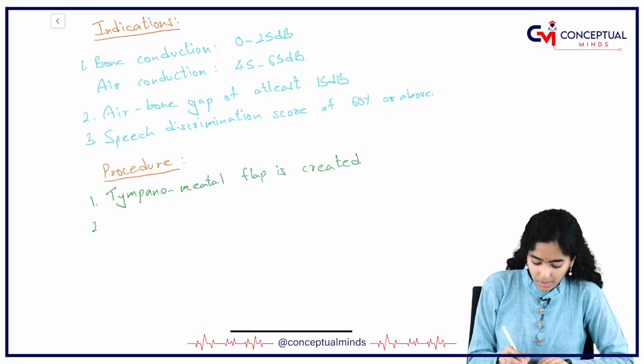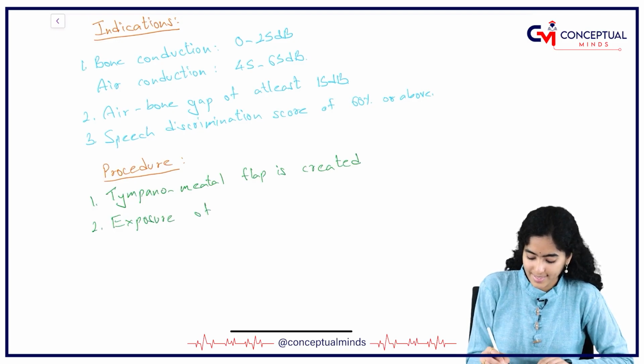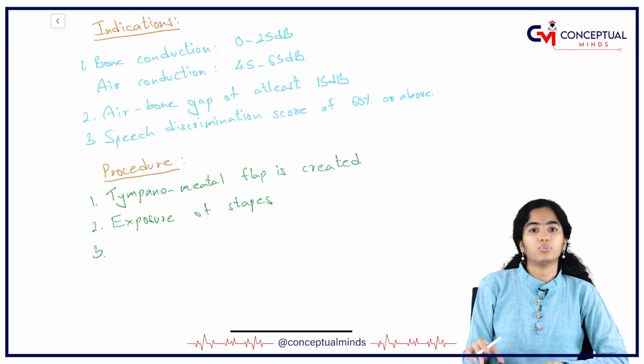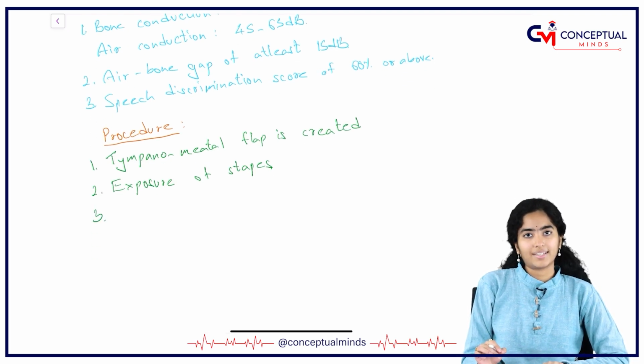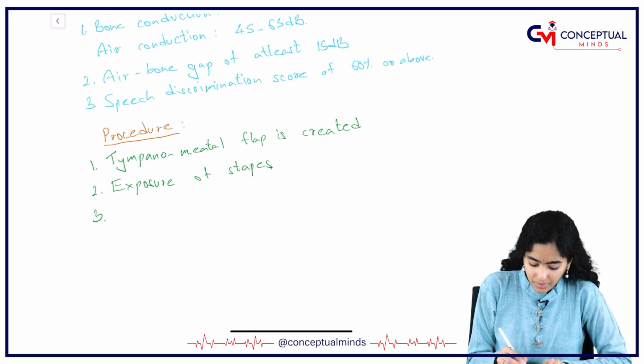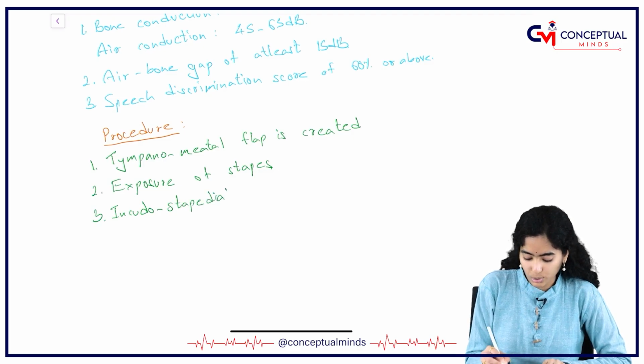And then what we do, our main area is stapes. So it has to be exposed first. The next step is, because we are planning to remove the stapes, we first identify the incudostapedial joint and dislocate it. That is, separate the stapes from the incus bone.